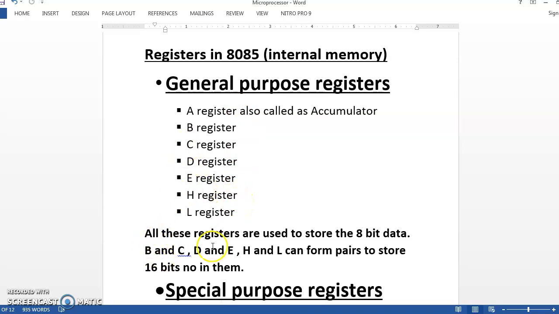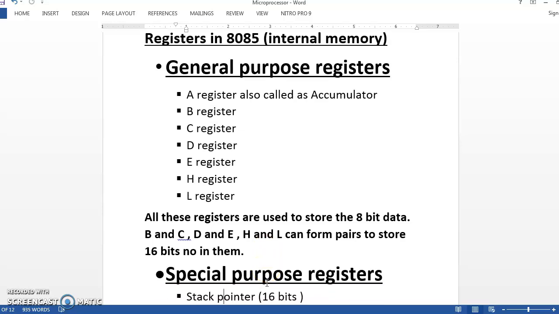Out of these, BC together, DE together and HL together can form a pair to store a 16-bit number in them. So when they are storing the 16-bit number, the higher 8 bits will be in B, the lower 8 bits will always be in C. Higher 8 bits will be in D, lower 8 bits will always be in E. Higher 8 bits will always be in H and lower 8 bits will always be in L registers. You cannot form the pair BD, CB and so on. So it is mentioned as BC register pair, DE register pair or HL register pair.